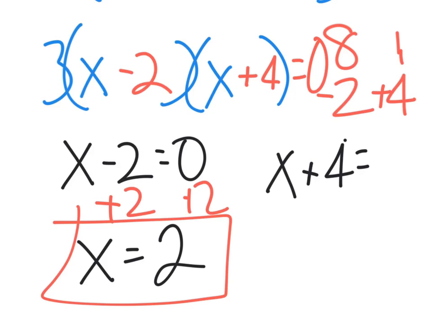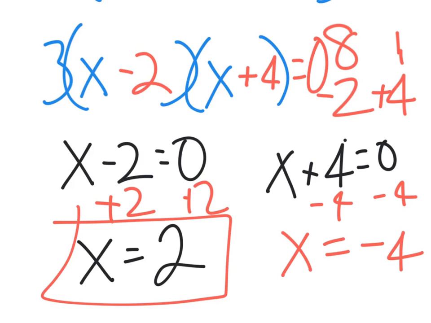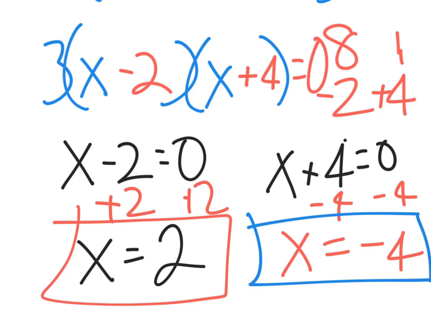All right, so we've got x plus 4 equals 0. Let's subtract 4 from both sides. And x equals negative 4. Beautiful. We just found our second root. So this, ladies and gentlemen, is our answer.